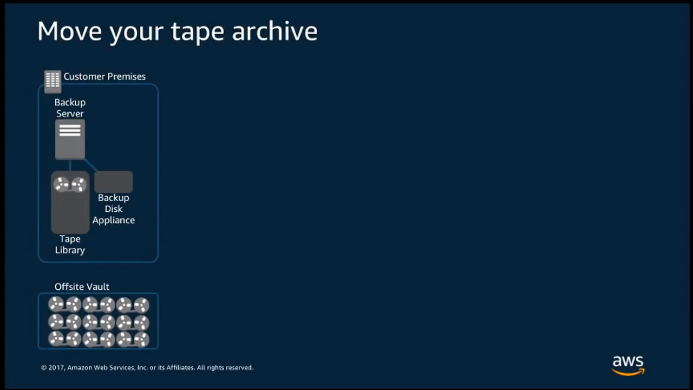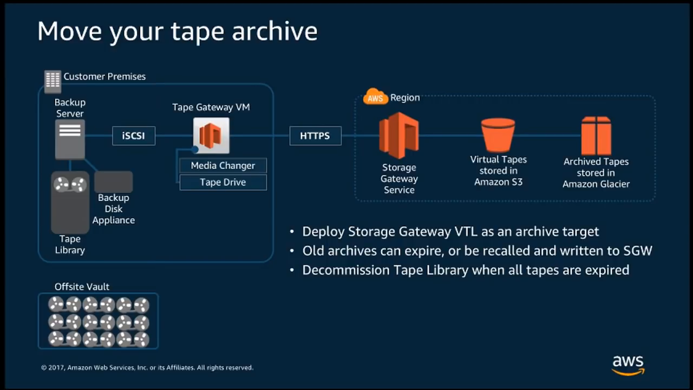Now, when it comes to migrating data, and you start to look at VTL and think, how would I use a VTL to migrate my data? If you think about how you're managing data today, you've got your backup server, you potentially have a backup disk appliance, you have a tape library maybe for long-term archiving, and then you're sending those tapes offsite into a vault. Now you deploy the tape gateway virtual machine, you connect to the service, and all of those tapes that are in the vault, you now have a choice.